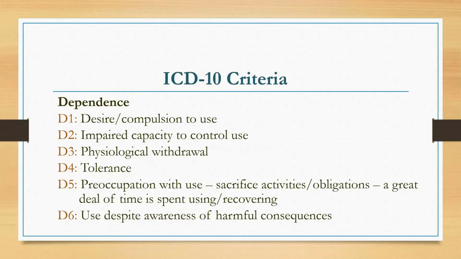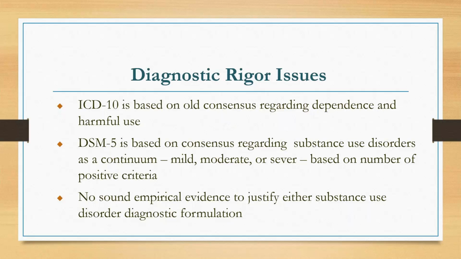Some of the other things like withdrawal and tolerance are exact matches. So if we would consider more generic criteria, then we would be able to reconcile these two together. Now, as I mentioned, the ICD-10 is really based on an old consensus. The DSM-5 is based on a newer consensus, considering substance use disorders on a continuum. So out of the 11, if you have 2 or 3, you're mild. If you have 4 or 5, it's a moderate.